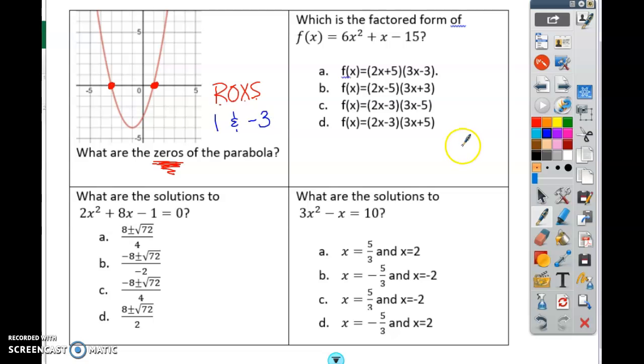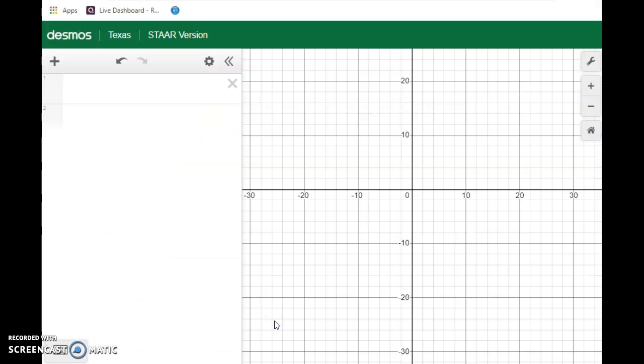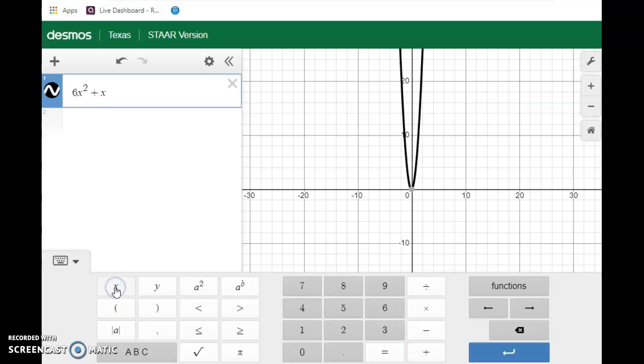All right, for problem number 2, which is the factored form of this, I need you to type this in Desmos, and I need you to type all of these in Desmos to see which one's equivalent. That means the same. So pause the video, type everything in Desmos, and let's see which one is the same. In Desmos, when you're typing this, you do not have to type f of x equals if you don't want to. You can just type the equation 6x squared plus x minus 15.